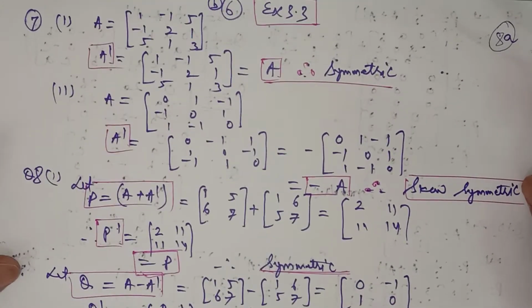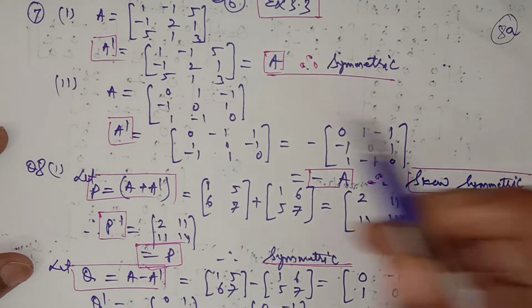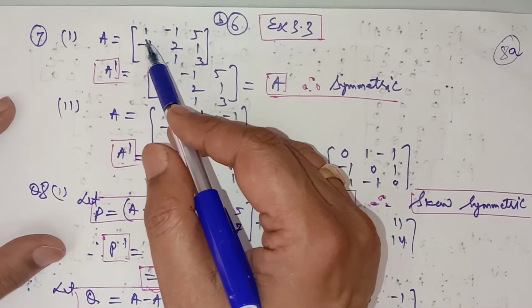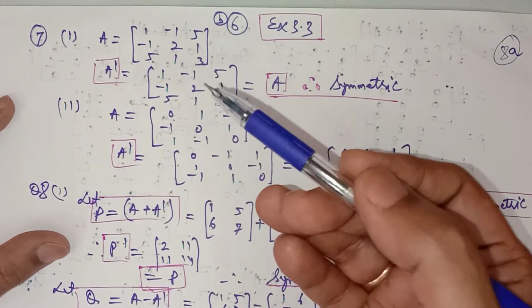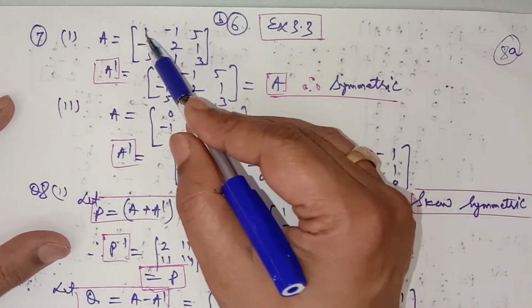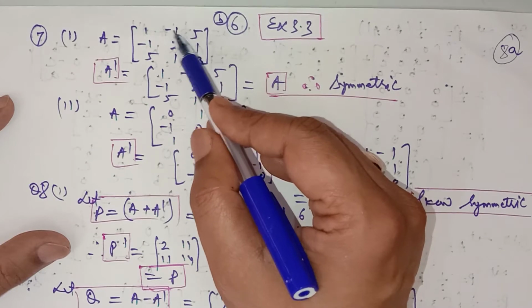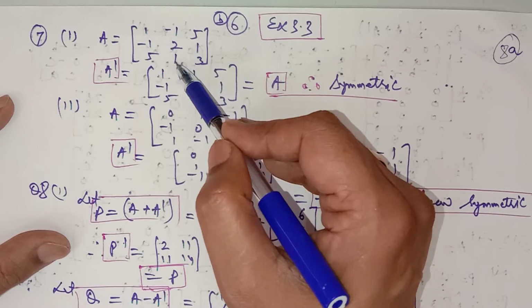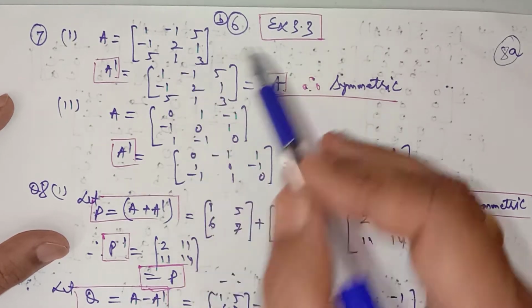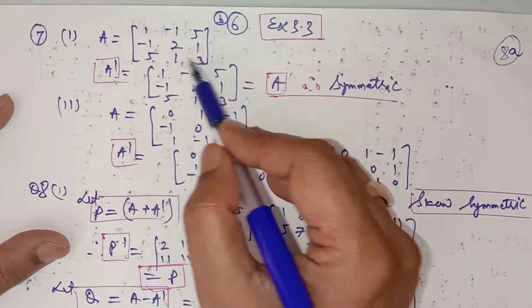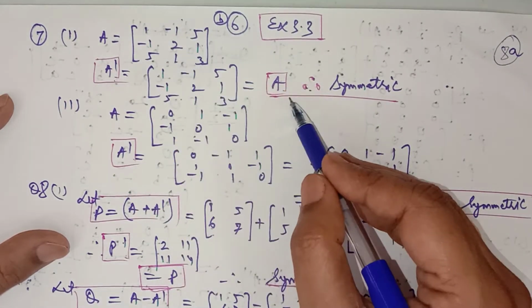Now in the remaining questions of this exercise 3.3, a matrix A is given, and you have to prove that it is a symmetric matrix. I've just told you that you can tell simply by seeing the matrix whether it is symmetric or not. You see the diagonal elements: whatever element is here, the same is here, whatever element is here, the same is here. So it is a symmetric matrix, but you have to prove it. Find the transpose of that matrix, rows into columns and columns into rows, which comes out to be the same. So it is a symmetric matrix.